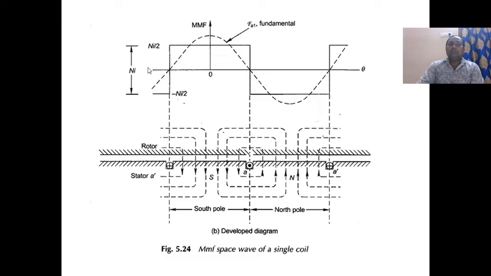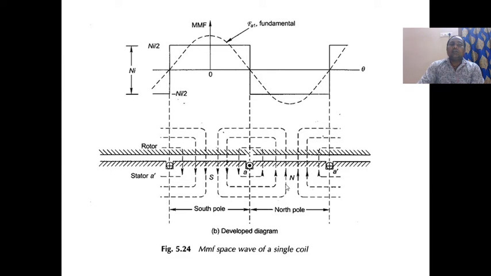So this is a waveform, please observe carefully. Ni by 2 is half of the total Ni, so the positive peak is plus Ni by 2 and the negative peak is minus Ni by 2. MMF is the magnetomotive force. This is a fundamental wave. This is a developed diagram. Please observe carefully.